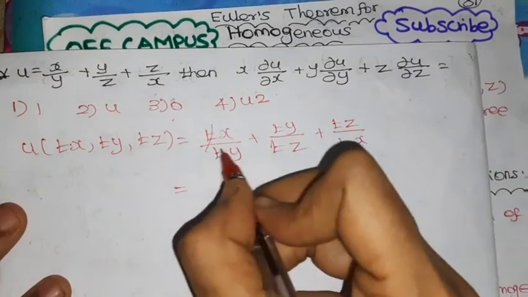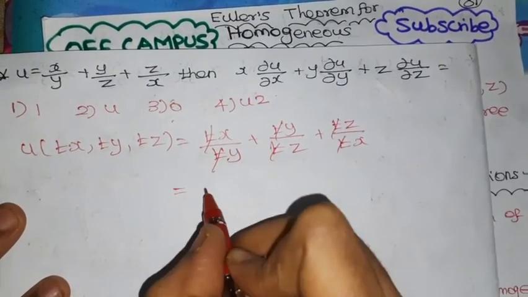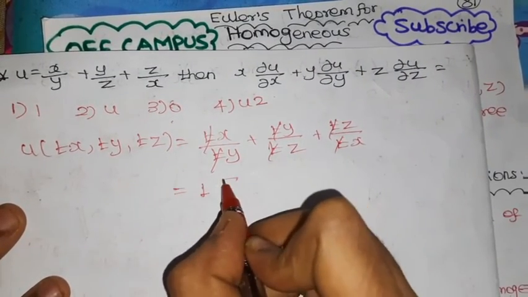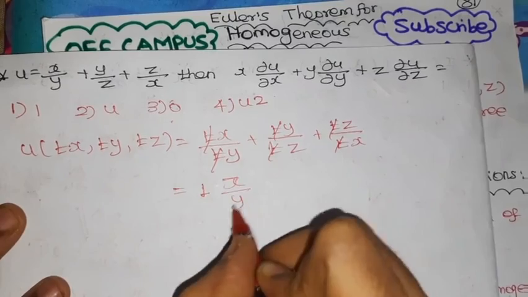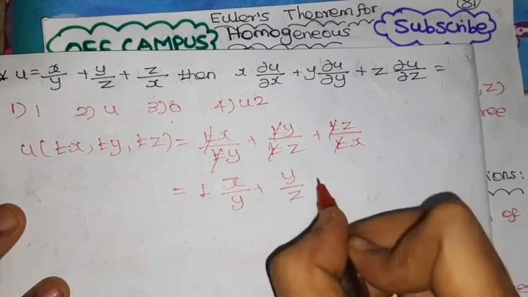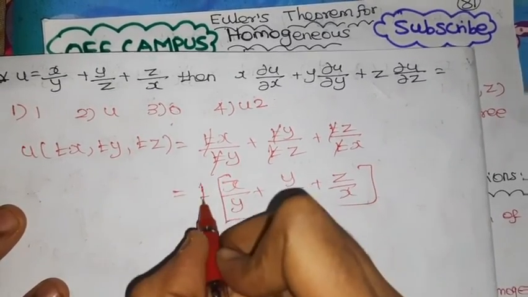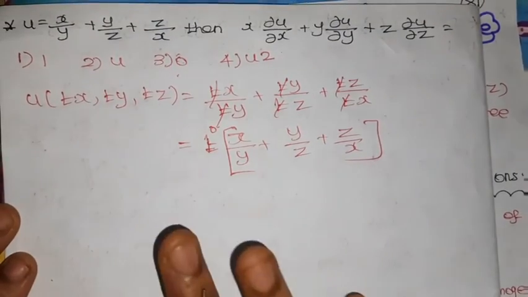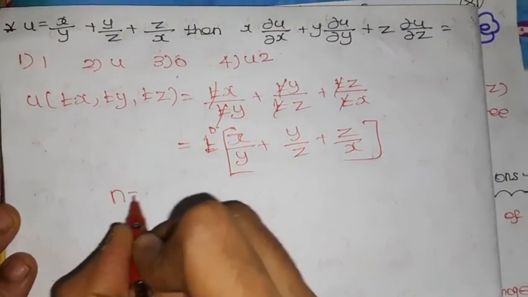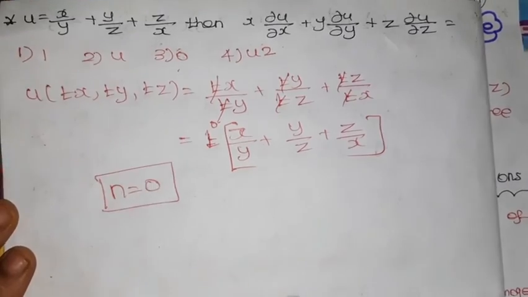By taking and cancelling all these, what will we get? x by y plus y by z plus z by x, so it can be written as t power 0. So the given function is a homogeneous function of degree 0.